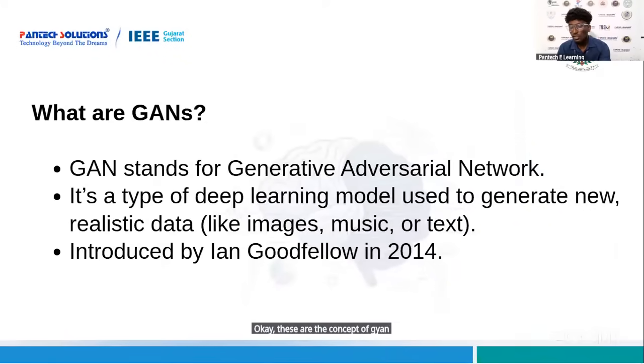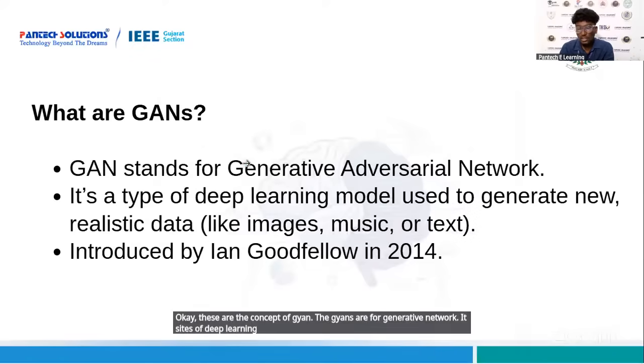GAN stands for generative adversarial network. It is a type of deep learning model used to generate new realistic data, like images, music, everything. But mainly we use GAN for images.